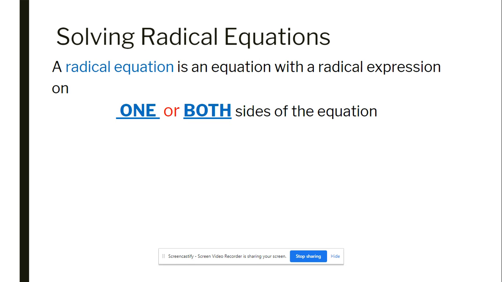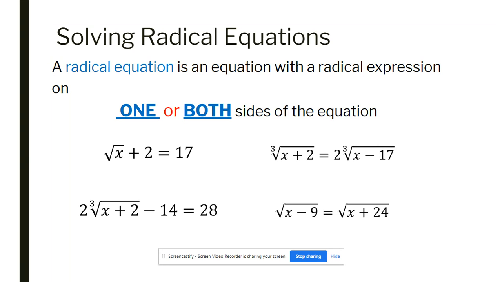All right, so what is a radical equation anyway? It is an equation with a radical expression on one or both sides of the equation. Now, here are some examples. A couple of these have radical expressions on both sides of the equation. As you can see, they're not all square roots. A couple of these are cube roots.